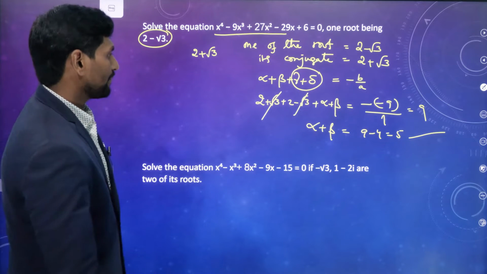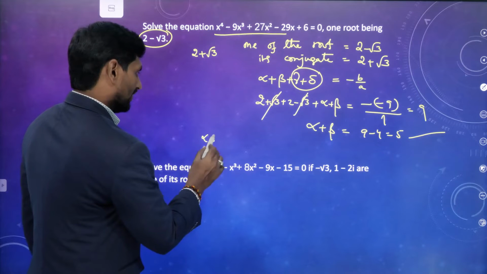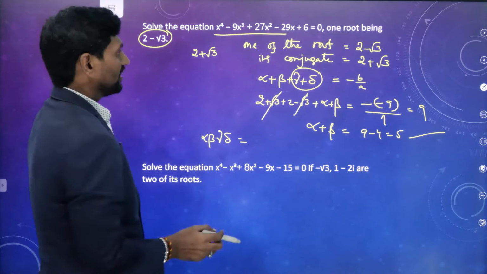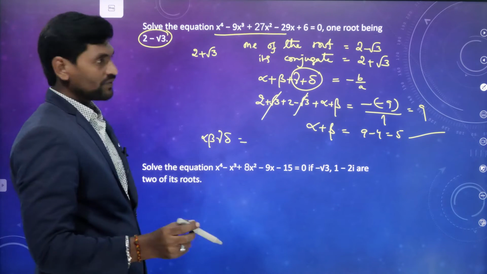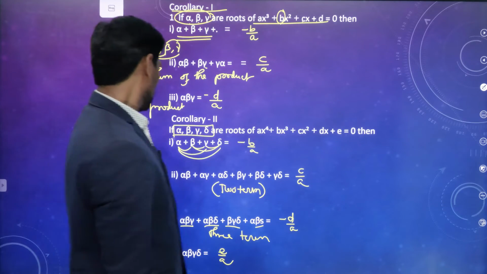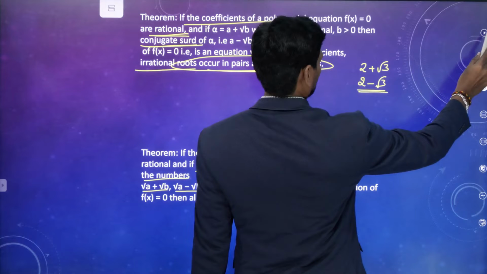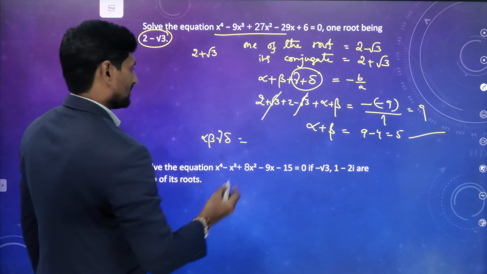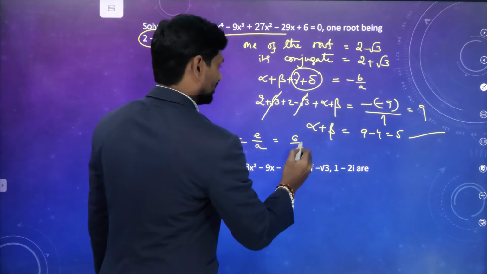Now let us take the product of roots, alpha into beta into gamma into delta. What is the product of roots? Minus b by a, c by a, minus d by a, e by a. This is a biquadratic, so with 4 roots, e by a will come. The e value is 6 and the a value is 1.